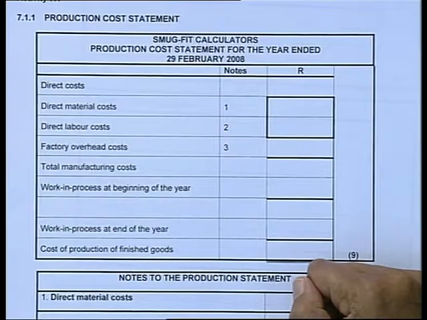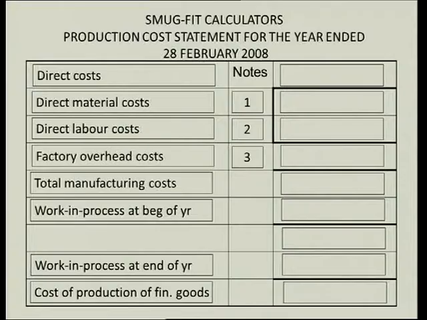Okay, can we turn our attention to the PowerPoint again? In front of you, you have your production cost statement. Before we can start our production cost statement, we have to do the first step. We have to do our direct material cost note first. So you can't just finish a production cost statement. You first have to do your direct material cost note. Second, you have to do your direct labor cost note. And then thirdly, you have to do your factory overhead cost note. So let's start with that note.